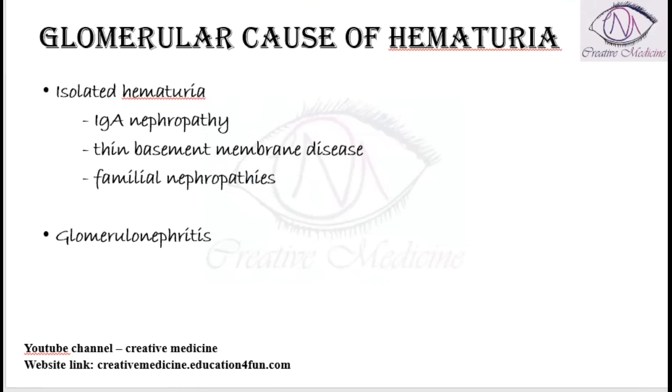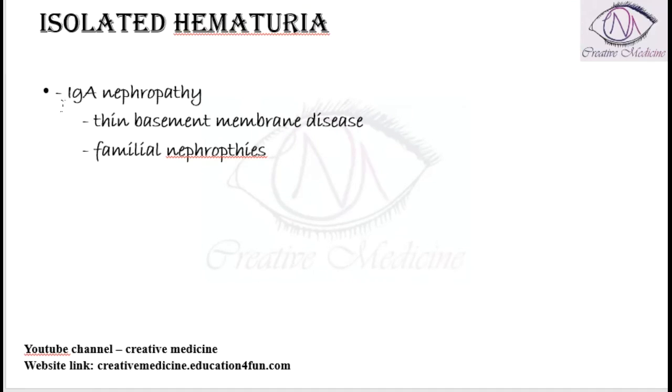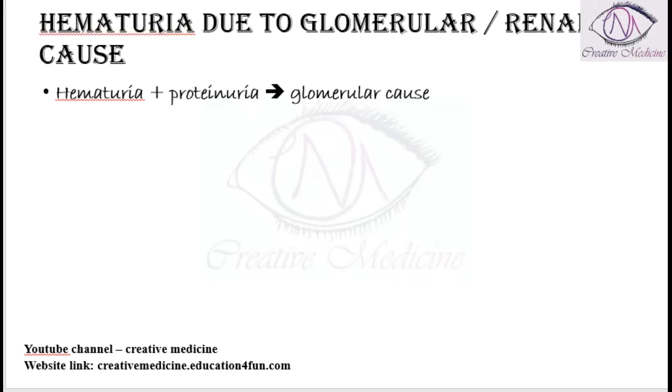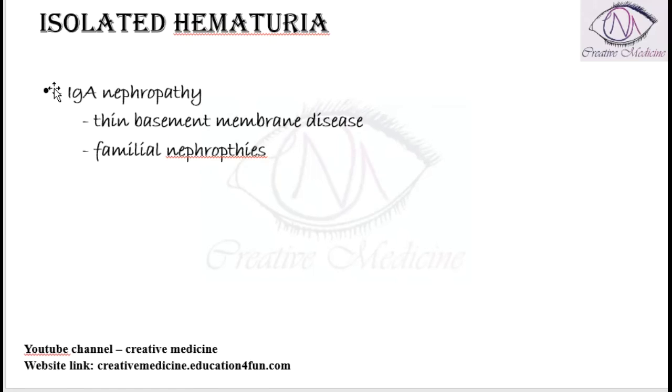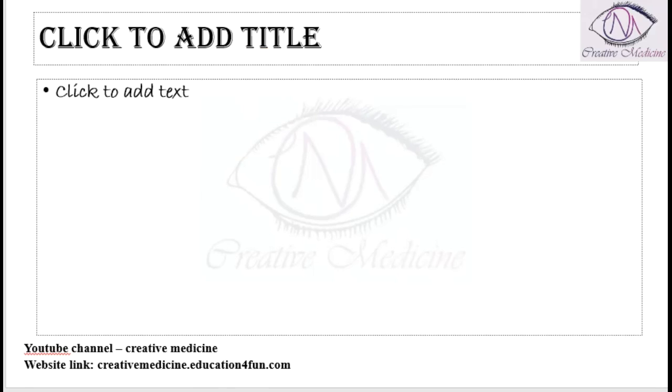Then we have isolated hematuria. In isolated hematuria, as already said, IgA nephropathy, thin basement membrane disease, and familial nephropathy are the causes of isolated hematuria. So these are mainly glomerular causes.